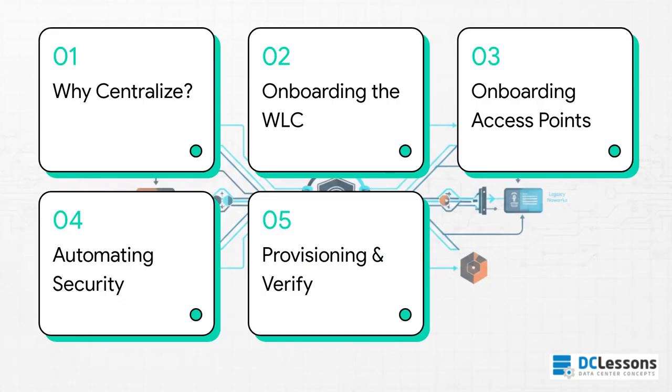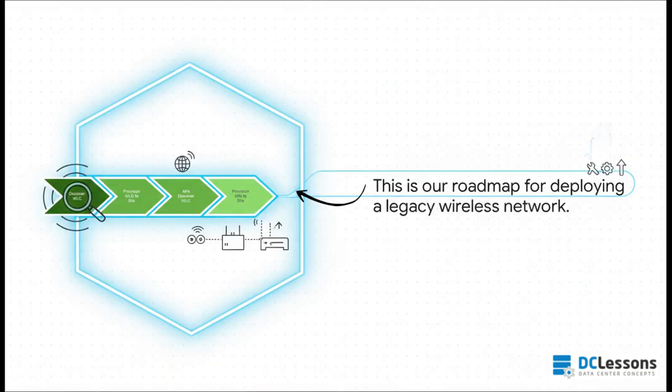All right, so here's our game plan. First, we'll tackle the big why. What you actually get out of centralizing. Then we'll get our hands dirty, starting with onboarding your wireless LAN controllers and then the access points. After that, we get to the really cool stuff, automating your security with ISC. And we'll wrap it all up by provisioning the whole setup and, of course, making sure everything is working just right. You can think of this as our blueprint for the whole process.